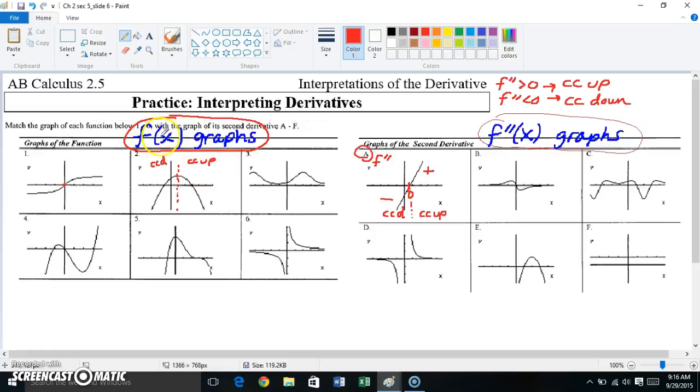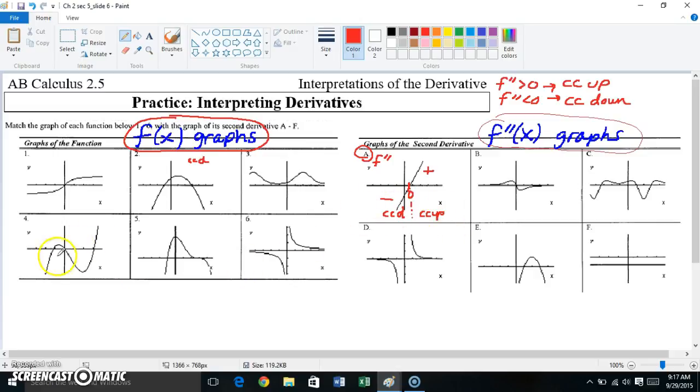Oh, no, I lied. What am I talking about? Undo that. You're probably thinking I'm crazy, because I am. So this graph was not concave down and concave up. This graph was concave down the whole time. Right? That's concave down the whole time, so don't even listen to me there.